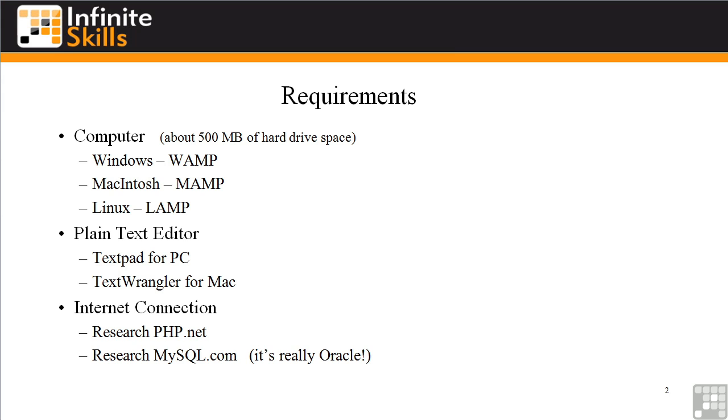Now, the third thing you need is an internet connection. You don't really need the internet connection to develop PHP and MySQL here using WAMP or MAMP, because we're going to run that locally. But you're going to need to do research sometimes. php.net is the main site for PHP. You're going to want to look some things up, maybe go beyond what I explain in my presentations. Likewise for mysql.com. And I have a note there that it's really Oracle. Oracle now owns MySQL, and so they're the ones supporting it. I'm going to go over to these websites briefly.